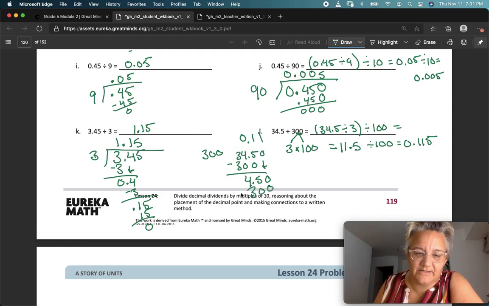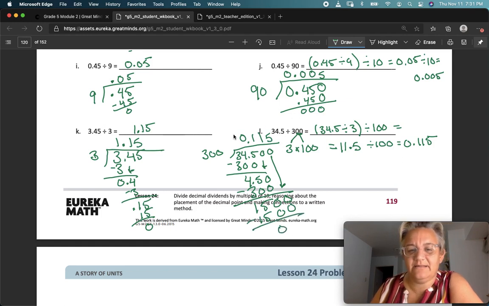I got 300 here. Now I have 150, and I'm going to bring down another 0. And 3 will go into 1,500 5 times. So 0, 0, 3 times 5 is 15, and there's my 0. Okay? So you can do that in long division, you just have to keep adding zeros. As long as you understand long division, you're good. And these expressions are showing you what we're doing. This is showing you the work.